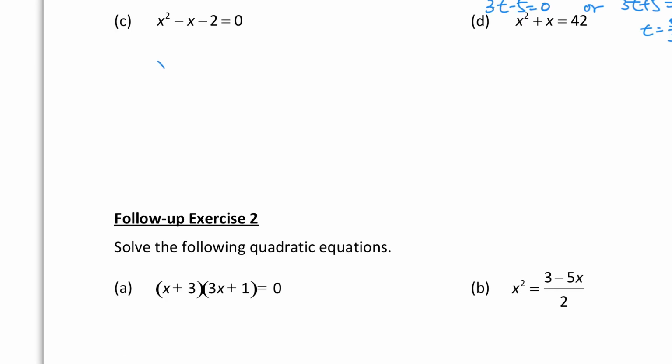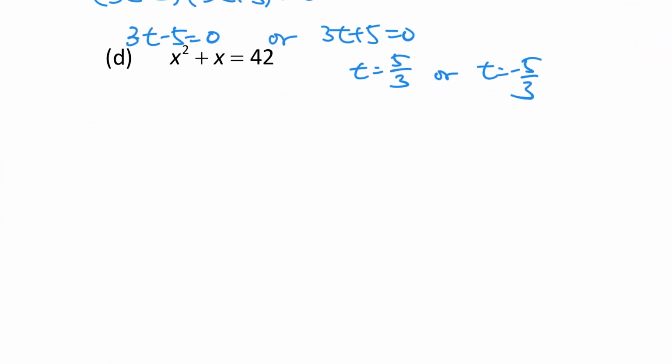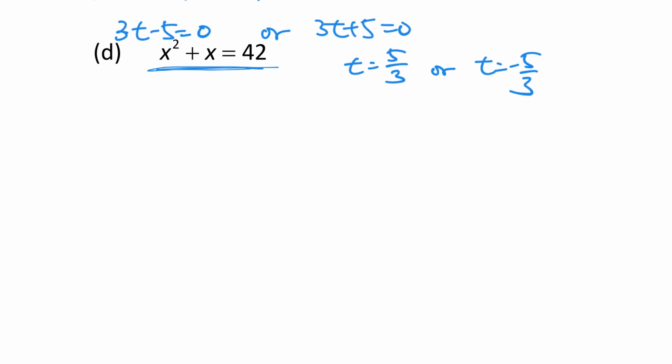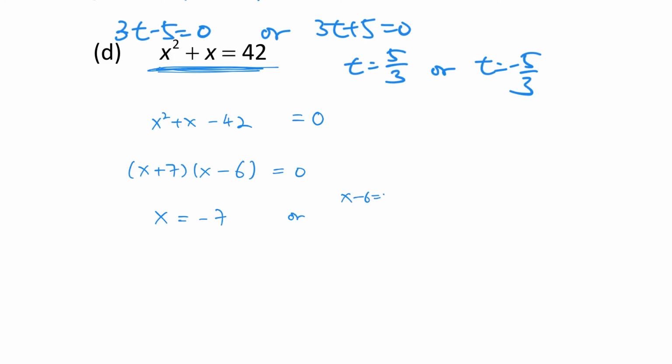Question C. So factorize it. x minus 2 and x plus 1 is equal to 0. Two terms multiplied together are equal to 0. So either one of them is equal to 0: x is equal to 2, or x is equal to negative 1. Question D. Can you see this is not in the general form? That means we need to put all the terms on the left-hand side to make sure the right-hand side is equal to 0 to apply our magic. x squared plus x minus 42. Then I can factorize it: x plus 7 and x minus 6 is equal to 0. So x is equal to negative 7, or x minus 6 is equal to 0, so x is equal to 6.